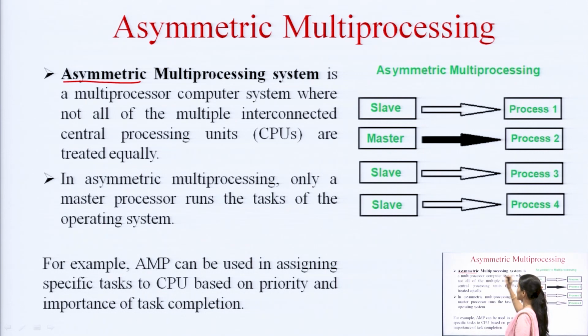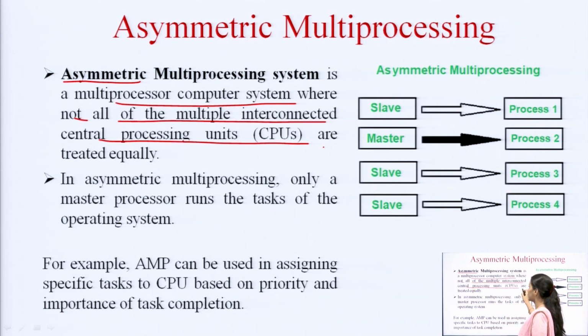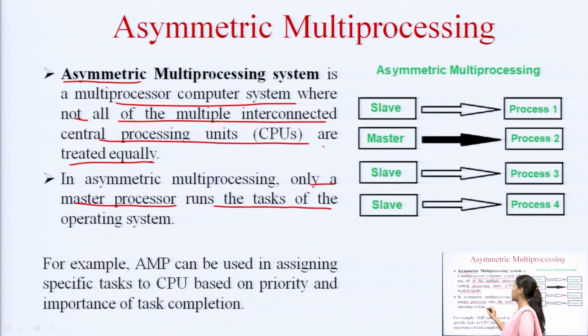So, asymmetric multiprocessing system is a multiprocessor computer system where not all the multiple interconnected central processing units are treated equally. This is the asymmetry in the system, that all the CPUs which are working together in such systems are not treated equally, that is they are not allotted tasks of equal types. Only a master processor runs the tasks of the operating system. So, all the responsibilities of the operating system are handled by a single processor in such systems, and all other processors apart from the main master processor are allotted to perform some other types of tasks. This is the asymmetry, because only one CPU is treated as a master and others are treated as slaves, that is, not treated as the main controlling master CPU.